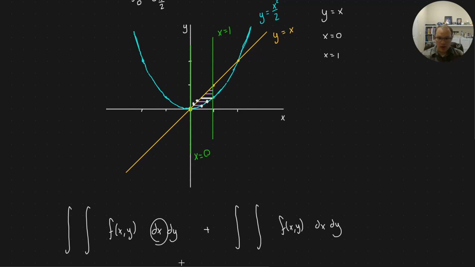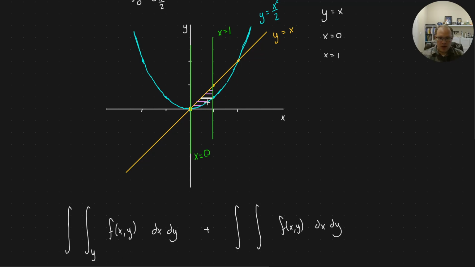Now we're integrating with respect to x. So we want our limits to be x equals something. Okay. Now for this left limit, that's no problem. We have the line y equals x. Y equals x means x equals y. So our left limit here is x equals y.